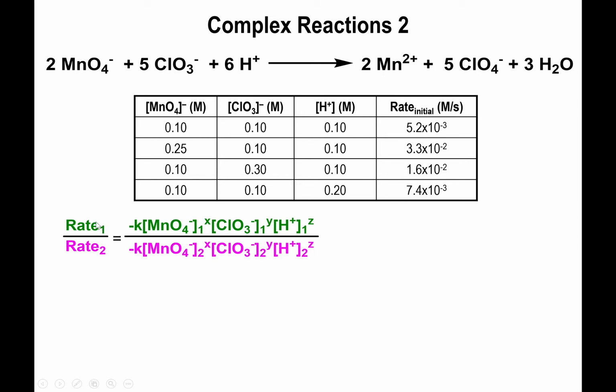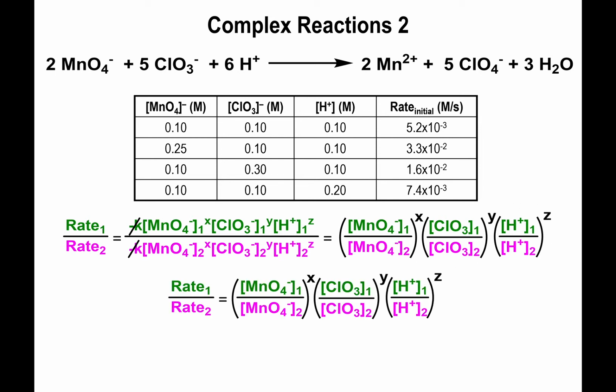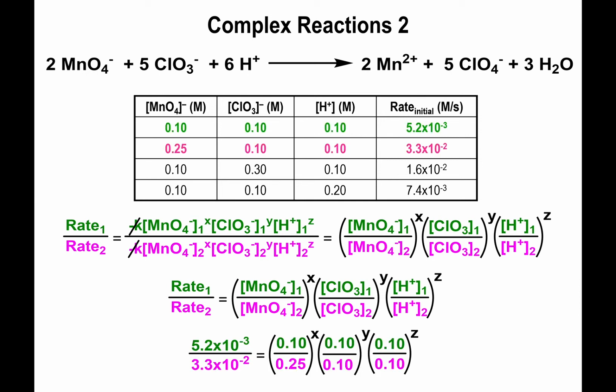We're going to divide the rate of the first row by the rate of the second row, in which case the rate constants cancel out. You can factor out the power of x outside of permanganate, the power of y outside of chlorate, and the power of z outside of the protons, to have the equation look in the following format. But as stated before, when you plug in the numbers, the following happens. The values of chlorate for runs 1 and 2 and the value of the protons for runs 1 and 2 are the same, so they cancel out.